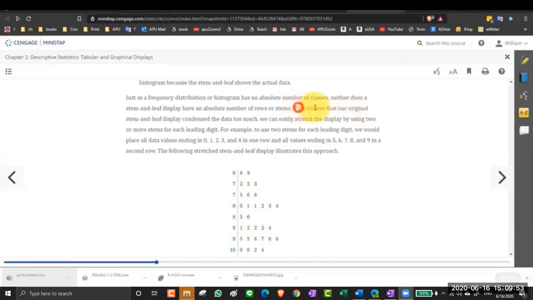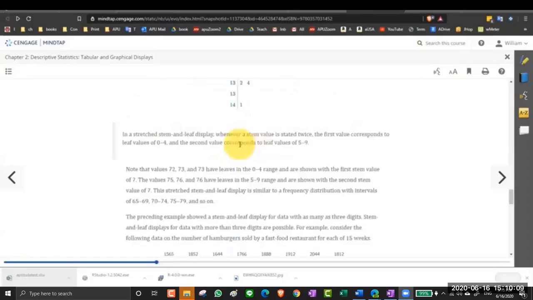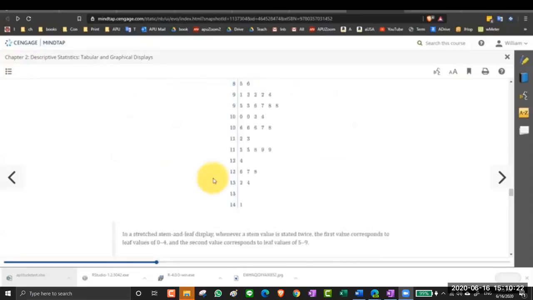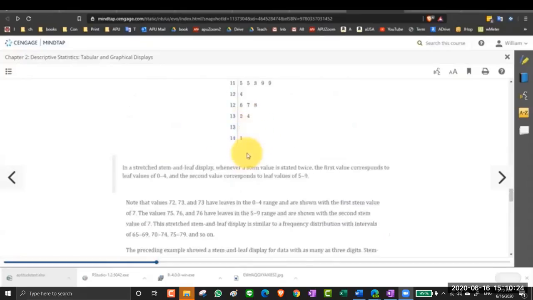So they say, if we believe that our original stem and leaf display condensed the data too much, we can easily stretch out the display by using 2 or more stems for each leading digit, like this. Then they say, note that the values 72, 73, 73 have leaves in the 0 through 4 range and are shown in the first stem value. And the values 75, 76, 76 have leaves in the 5 through 9 range and are shown in the second stem.